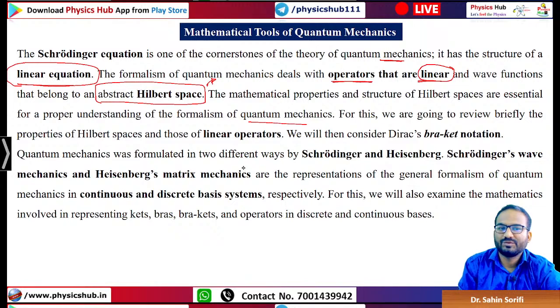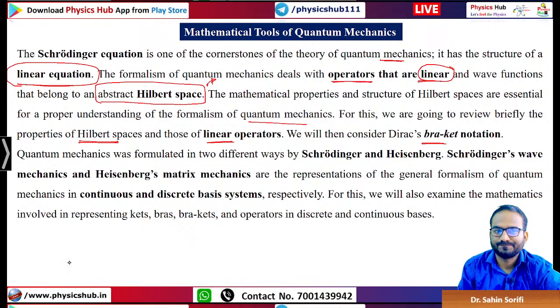We are going to review briefly the properties of Hilbert space, and those of linear operators. Then we'll consider the bra-ket notation. Bra-ket notation is very essential in understanding many things in quantum mechanics.